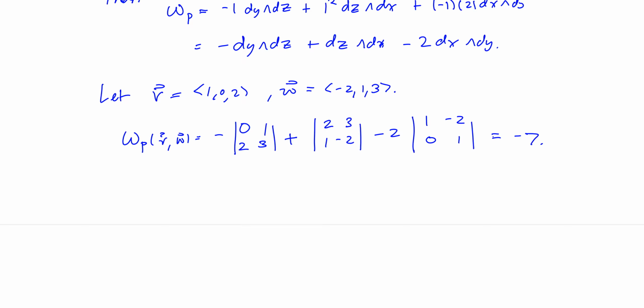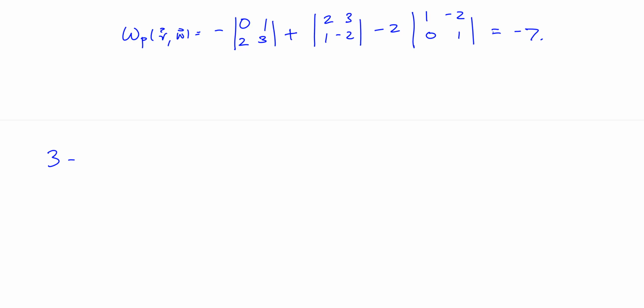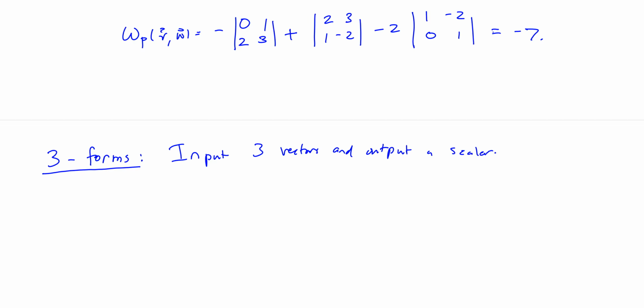So let's move on to three forms now. We've done 0 forms, we've done 1 forms, we've done 2 forms. It's time to do 3 forms. So for a 3 form, we should have an input of 3 vectors and output of scalars. So we want to input 3 vectors and output a scalar. And we saw 1 forms give us something along with line integrals, and 2 forms we saw were measuring areas and projected areas. So this should somehow give us something to do with volume.